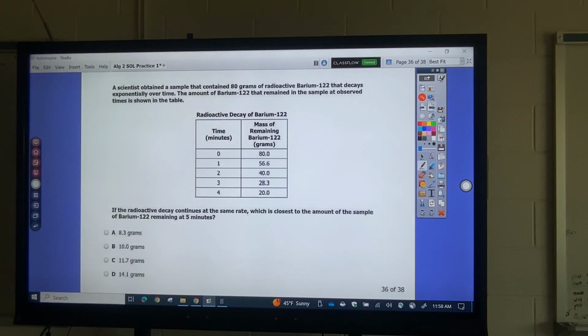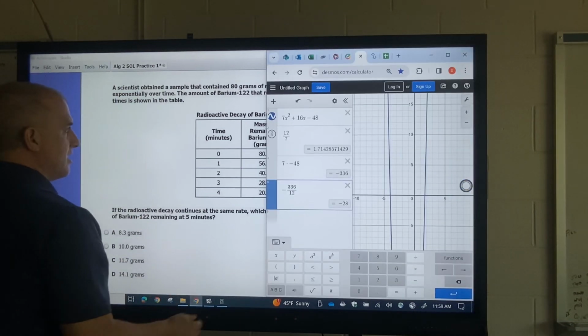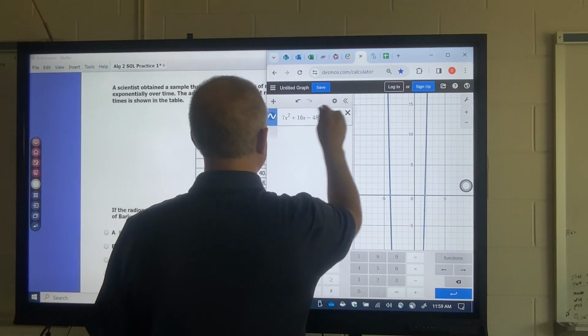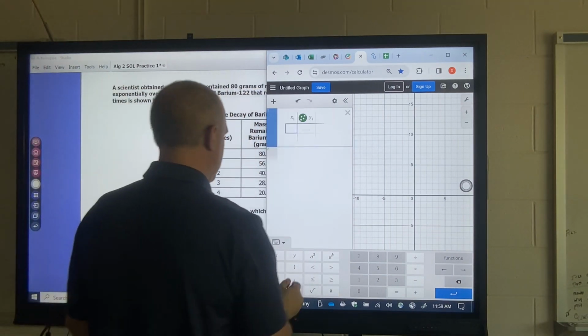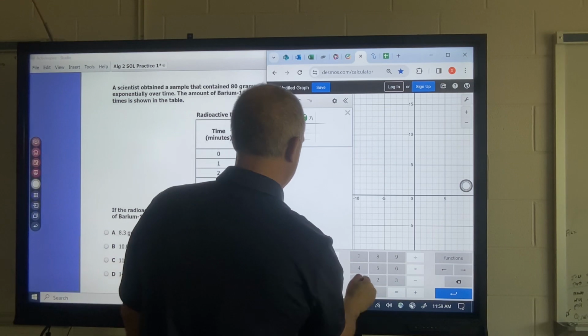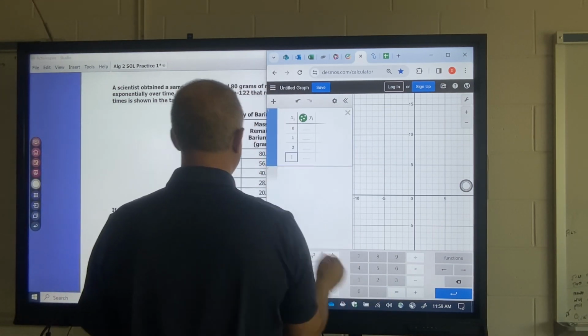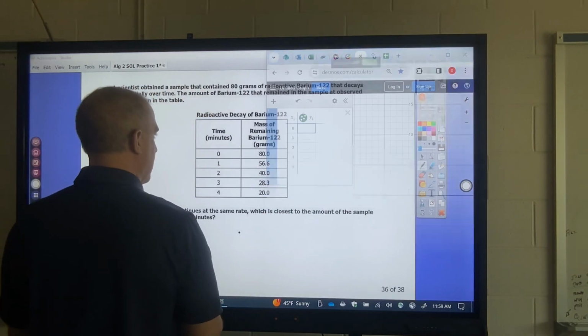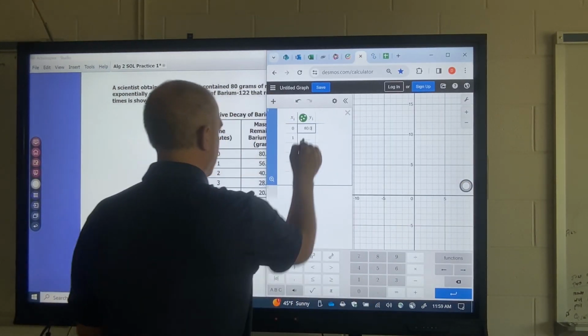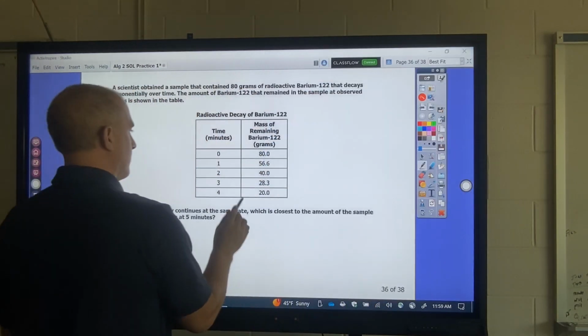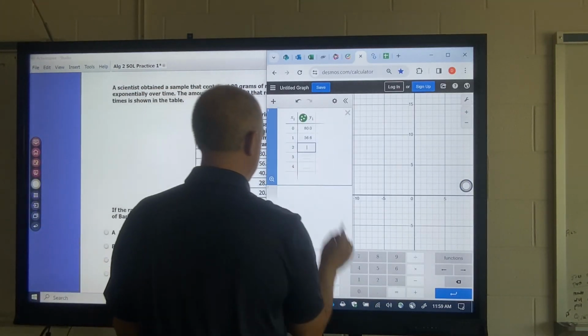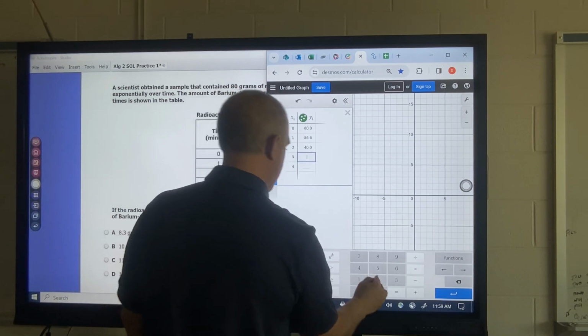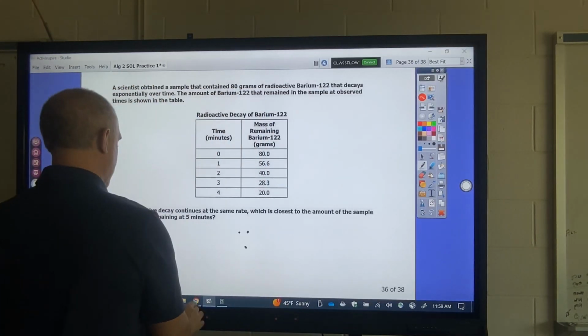Okay, radioactive decay, what is the closest to a sample exponentially over time? So what I got to do, I'm going to go back to that table. So I got that table. I got 0. I got 1. I got 2. I got 3. I got 4. That's 80, and then 56.6, 40.0, 28.3, 20.